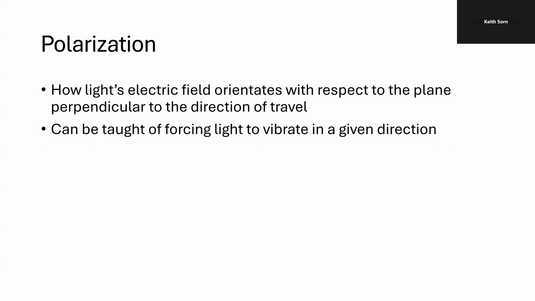All right, what's polarization? Well, the sciencey definition is how light's electric field orientates with respect to the plane perpendicular to the direction of travel. If you look at the following diagrams and think about it a bit, you can think of forcing light to vibrate in a given direction.